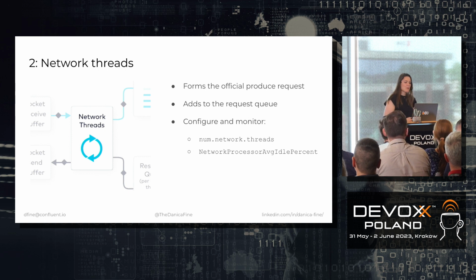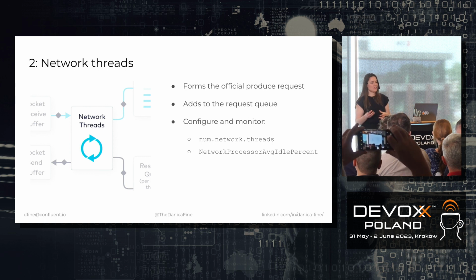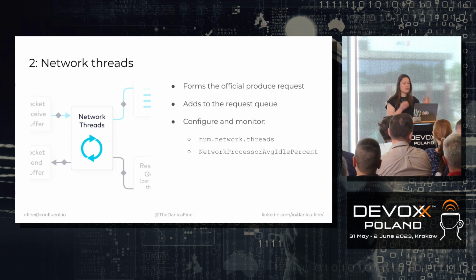From there, the network threads, whichever one is available, is going to pick up that request. An important thing to note here is that whichever network thread picks up this request, it's going to follow it throughout its journey on this single broker and manage it for that life cycle. Its first job is to read the request from the socket receive buffer and form it into a produce request object, because this broker is going to be managing a lot of different incoming requests, not just produce requests. And so it's going to distinguish it as a produce request and add it to the request queue for processing.